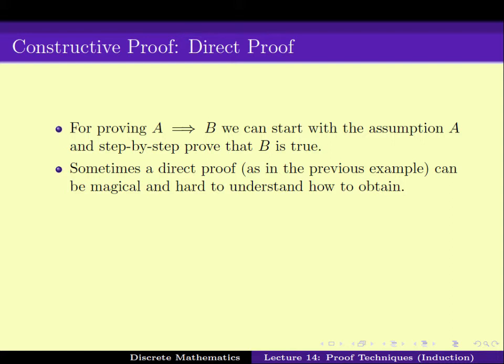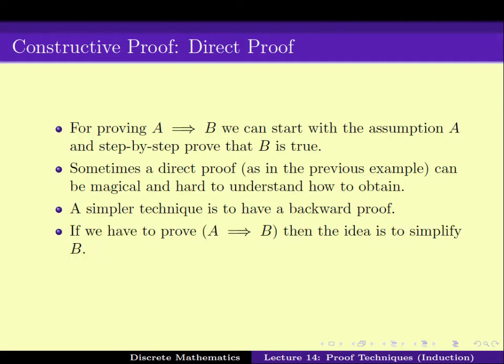So there is another technique for attacking this problem, namely going via a backward proof. Or in other words, to prove A implies B, start with B, simplify it. Now if you can simplify B to something called C, then proving A implies B is the same as proving A implies C, and A implies C can be easier to prove. So this is called the constructive proof or direct proof.